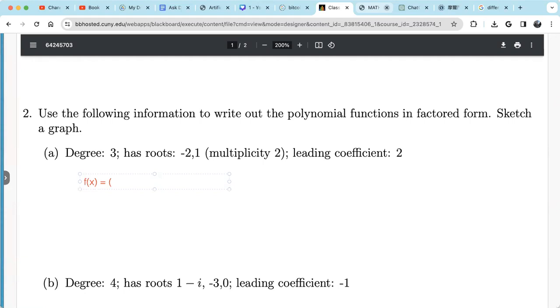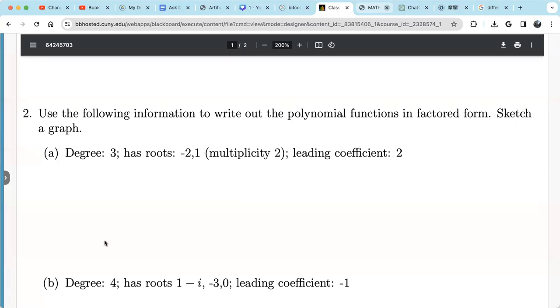So we have roots of minus 2. Minus 2 means x plus 2. Then x minus 1, because 1 is a root. But 1 is a root with multiplicity of 2. That means x minus 1 raised by 2. Leading coefficient is 2. Add back here. And that's it. Leading coefficient is 2. Have a root of negative 2 and 1 with multiplicity of 2.